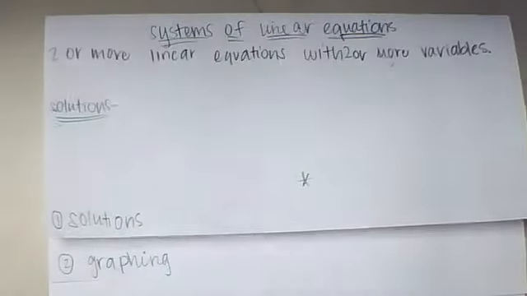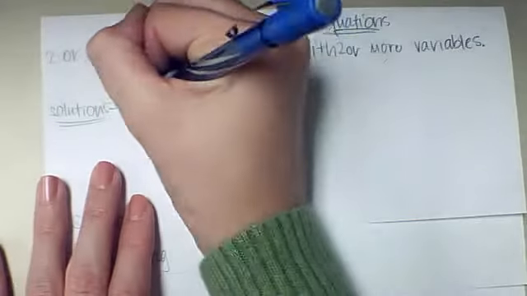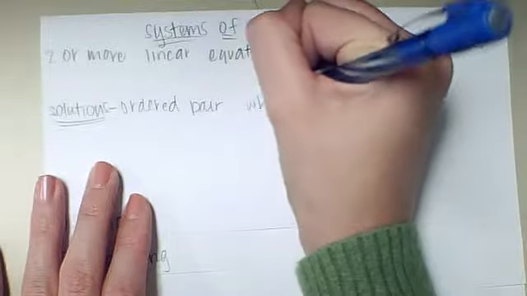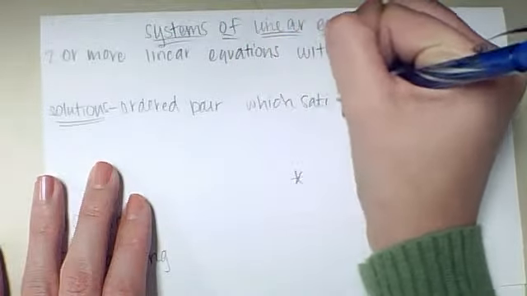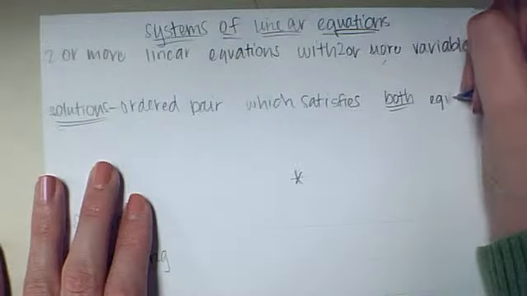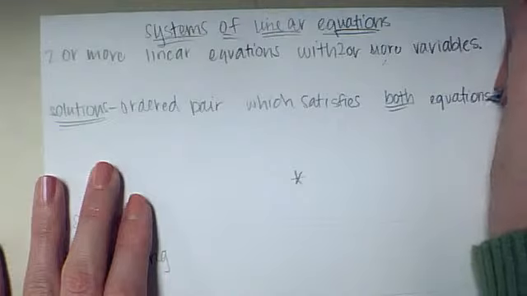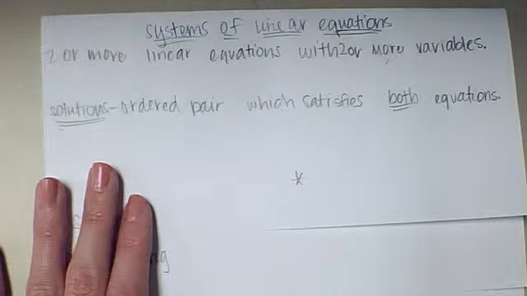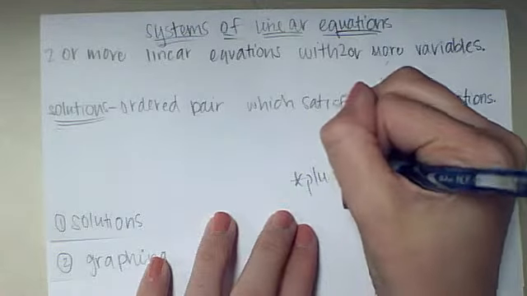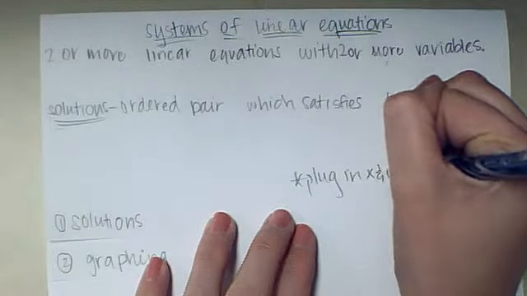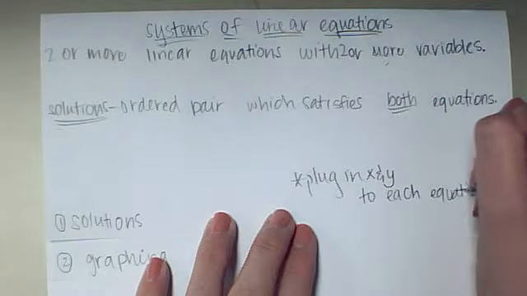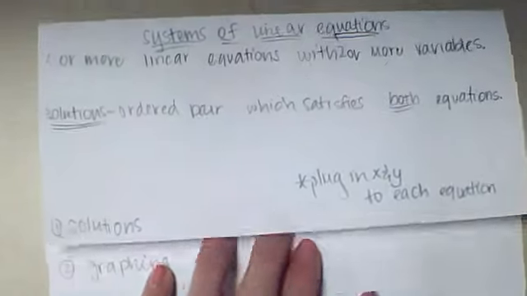The first thing we're going to talk about is the solutions. A solution is just an answer, or in this case an ordered pair, which satisfies both equations in a system. To figure out if something is a solution, we're going to plug in the x and y to each equation. So let's go ahead and look at some examples.